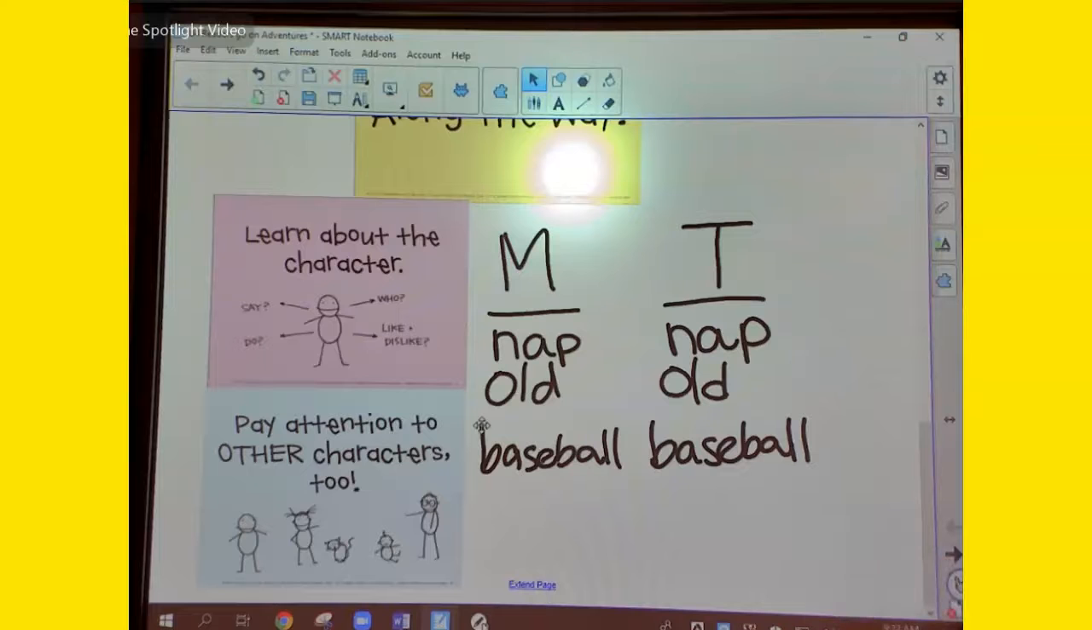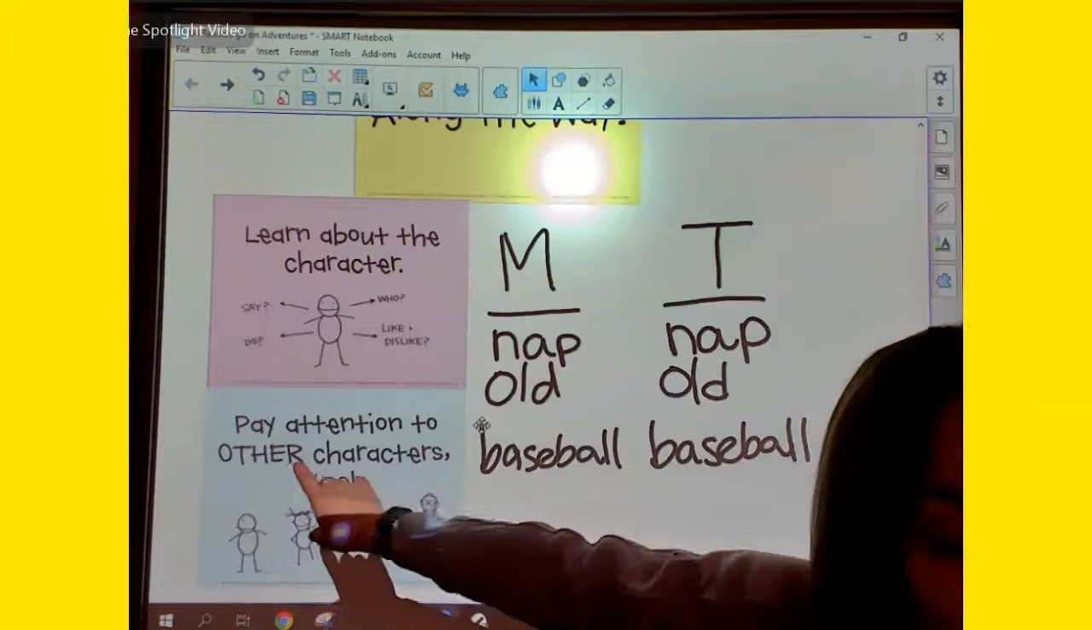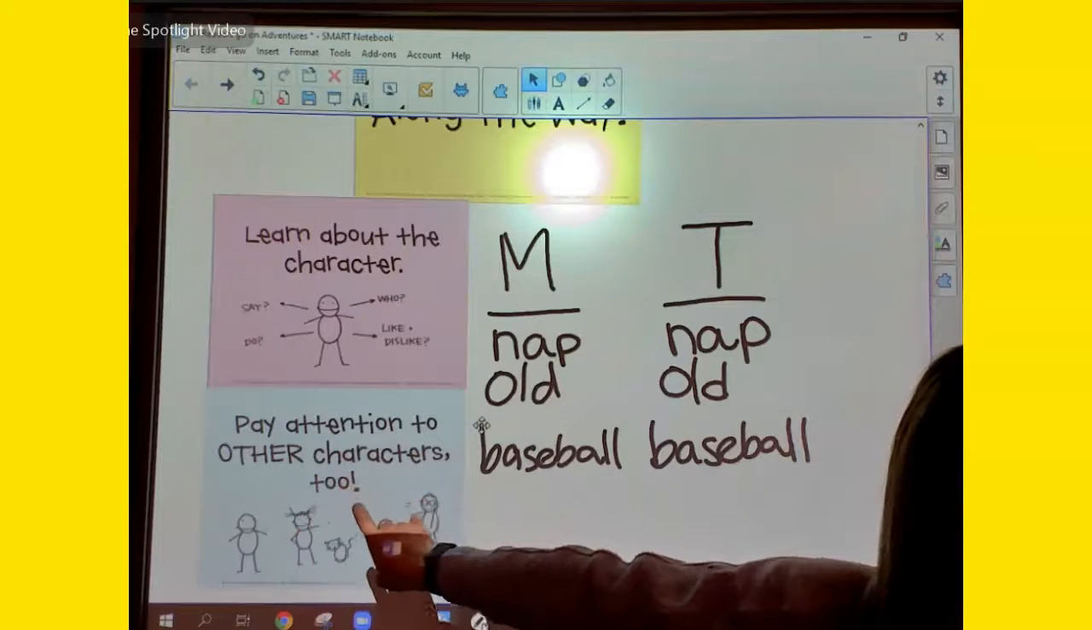Mr. Putter. Kaden says Tabby. The cat. So I am really excited to find out who is the star of our story, who is going to be talked about the most, who's going to be on most of the pages. That's going to help us decide who the main character is. But we also need to pay attention to other characters too.